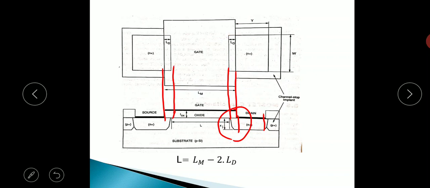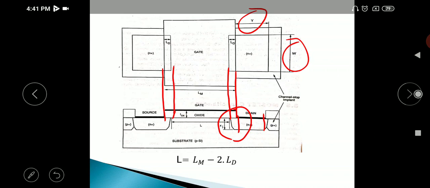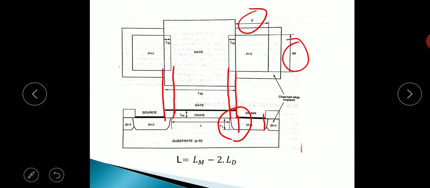Both source and drain diffusion regions have a width of W. The diffusion region length is denoted by Y. Both source and drain diffusion regions are surrounded by a P plus doped region or substrate. We can simply say the P-type substrate. It is also called channel stop implant. This channel stop implant region provides the electrical isolation from neighboring devices.